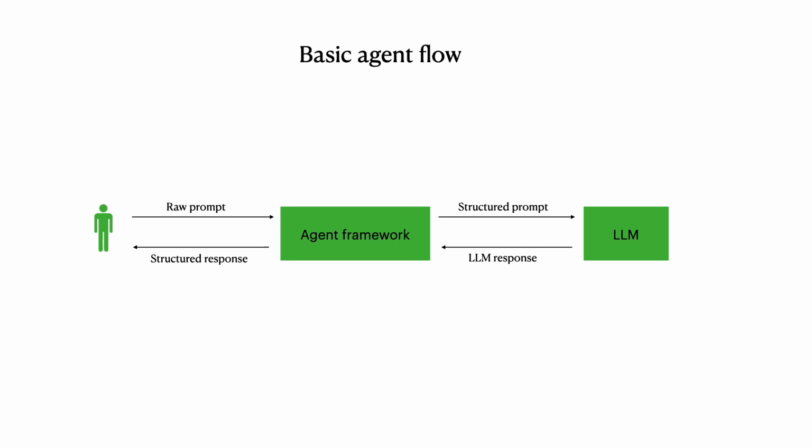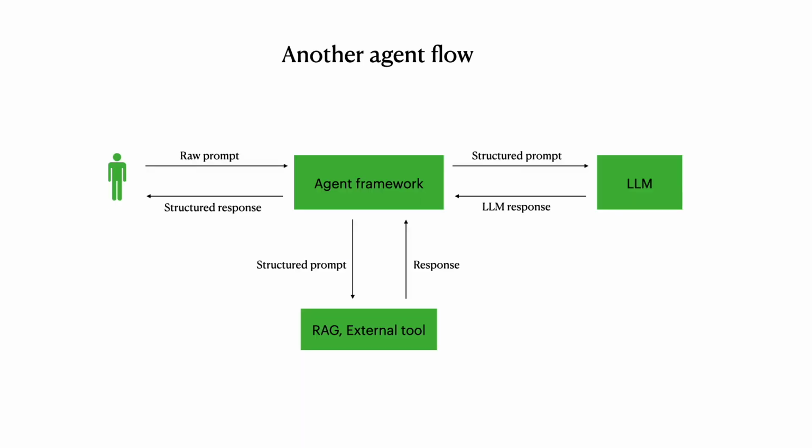Now let's go with some other agent flow. In this slide, you can see we have four things. The user interface, as we saw in the previous slide, the agent framework, and the LLM. The additions are RAG and external tool. RAG is retrieval augmented generation. It's a kind of internal knowledge base. Here you can build your custom knowledge.